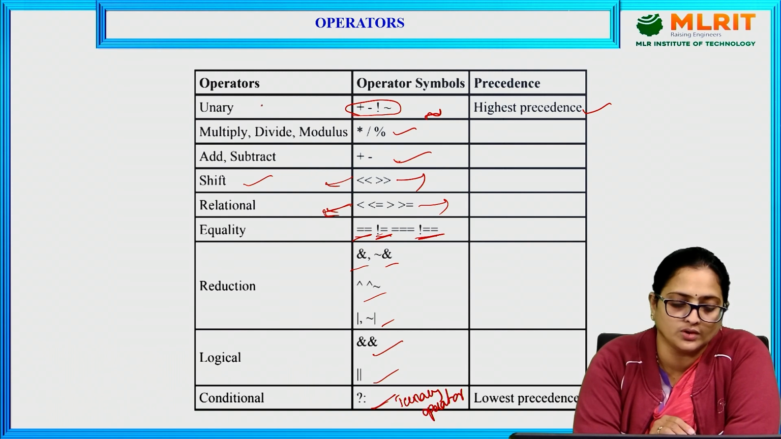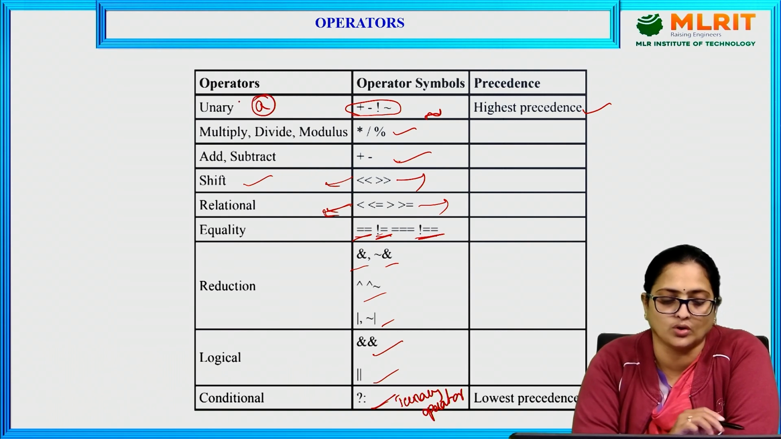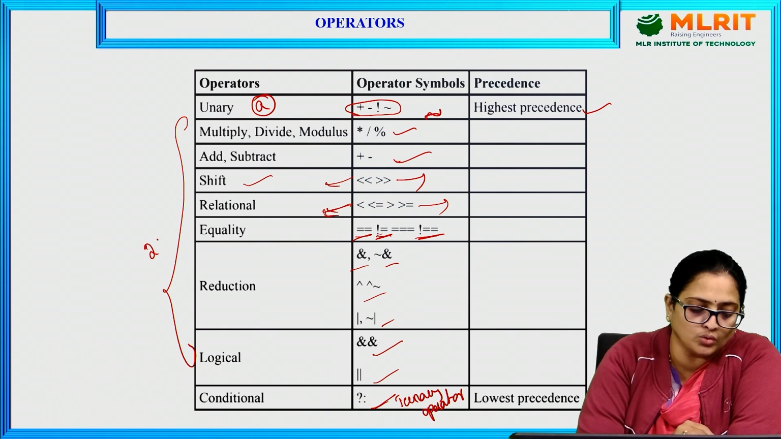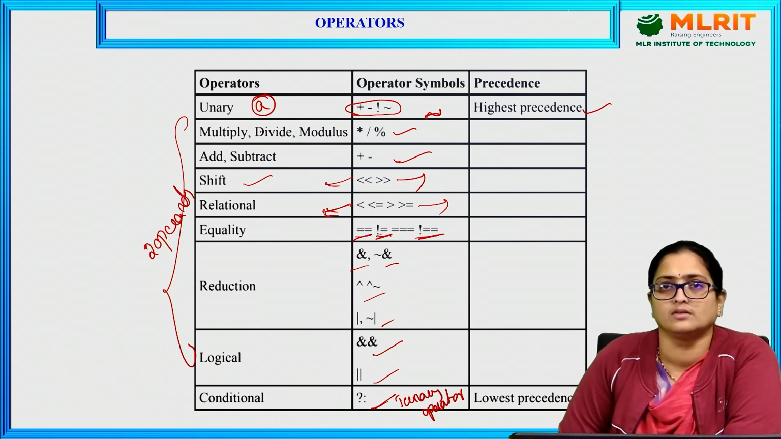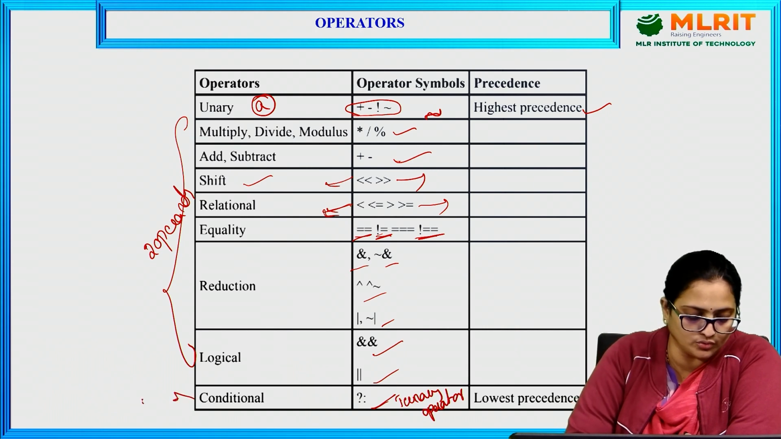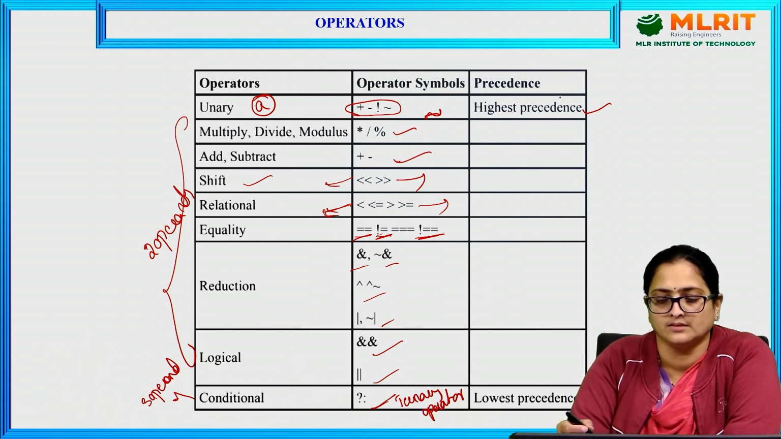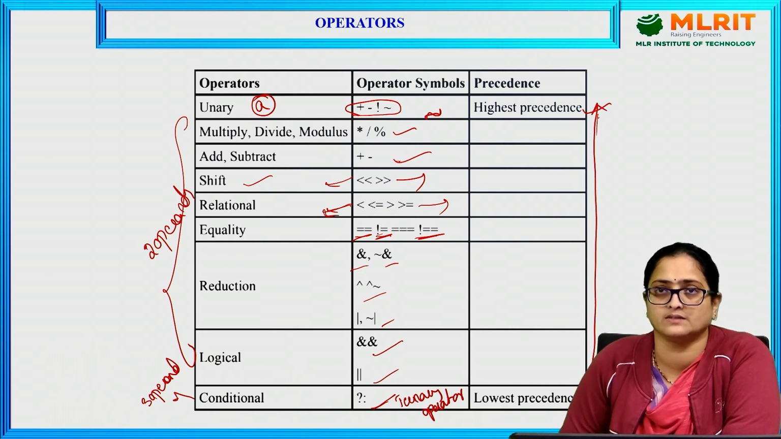If you are using only a single operand, then it is called a unary operator. If you are using two operands, then it is called a binary operator. If you are using three operands, then it is called a ternary operator. This is the case which has the highest precedence.